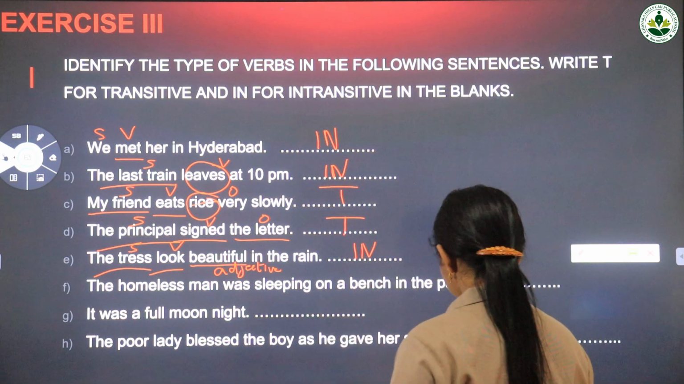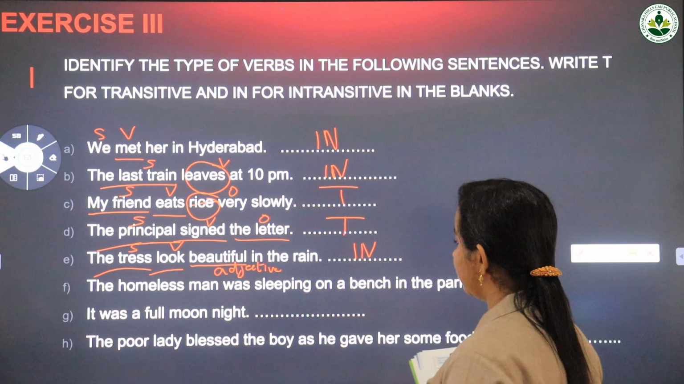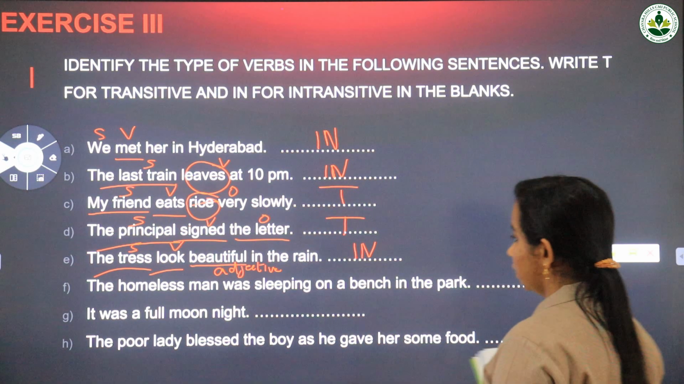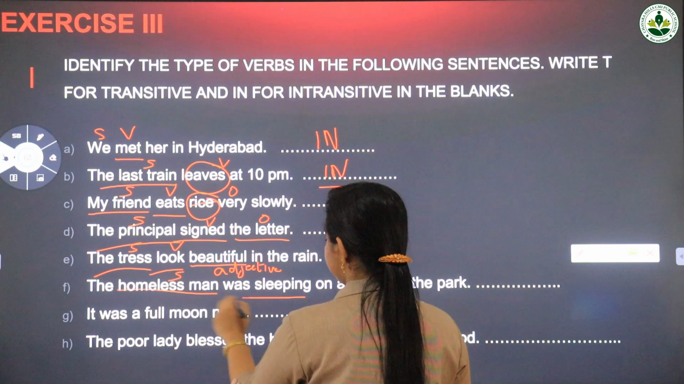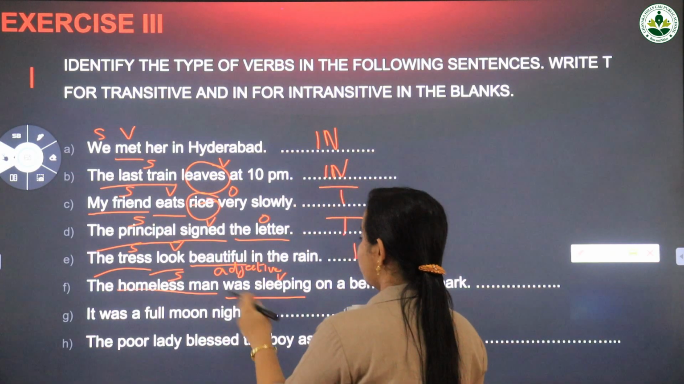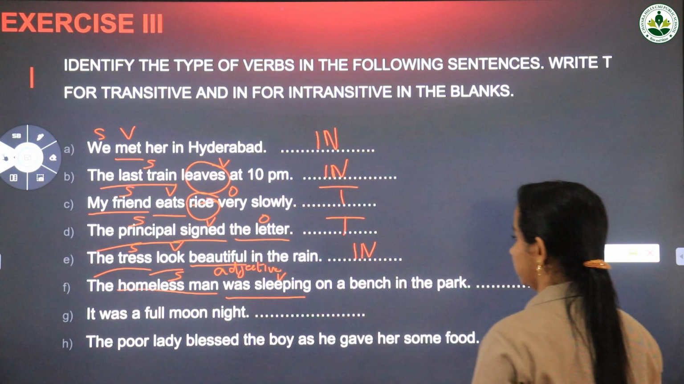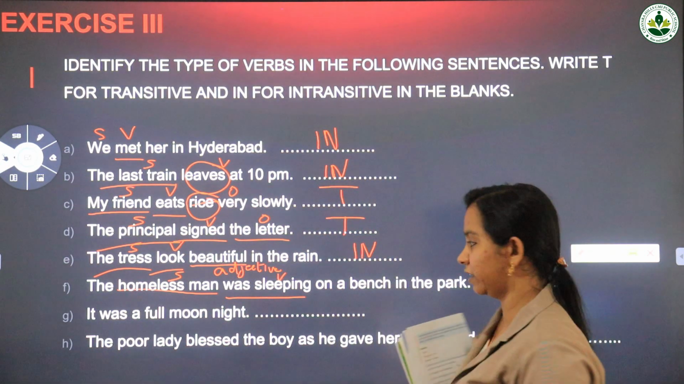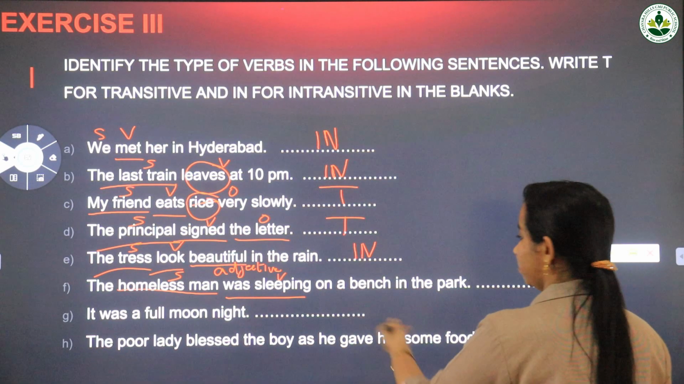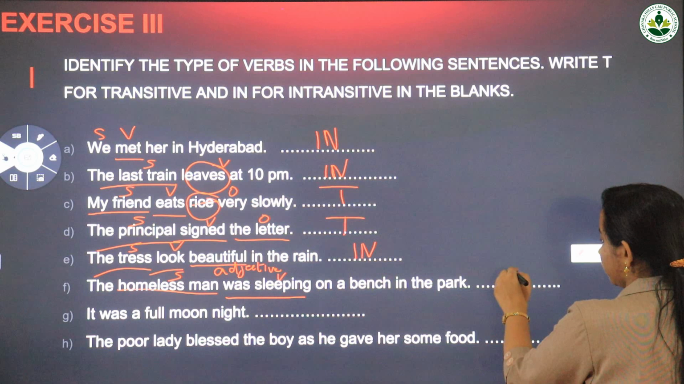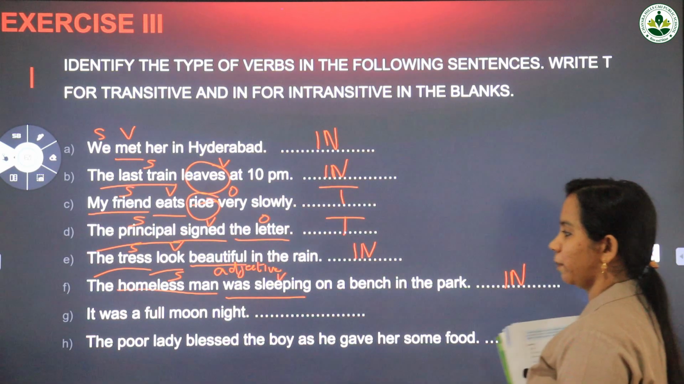Now next one. The homeless man was sleeping on the bench in the park. The homeless man is the subject, was sleeping is the verb. The homeless man was sleeping what? Sleeping for what reason? Not given, but he was sleeping on a bench is given. So the object is not given, but the meaning is complete. So what is it? It's an intransitive verb.